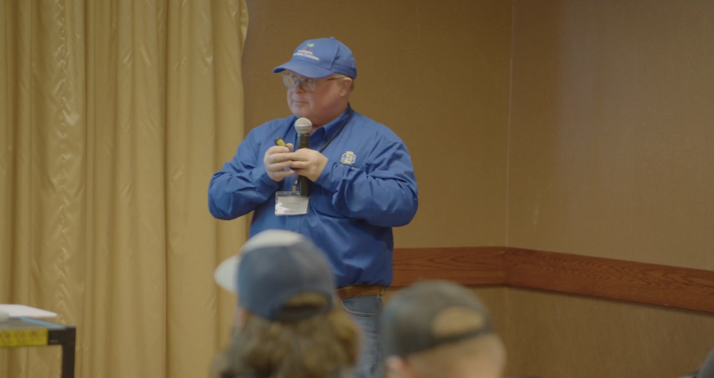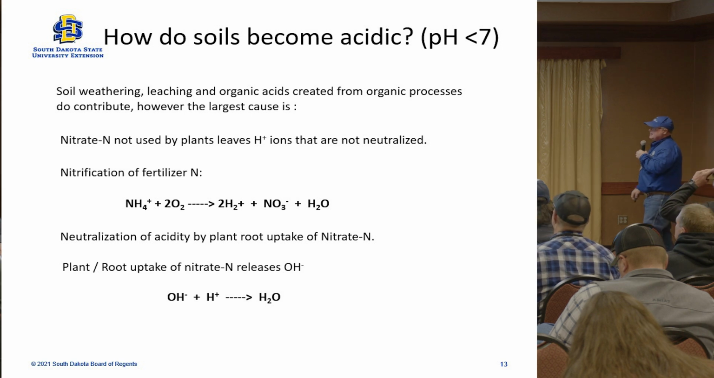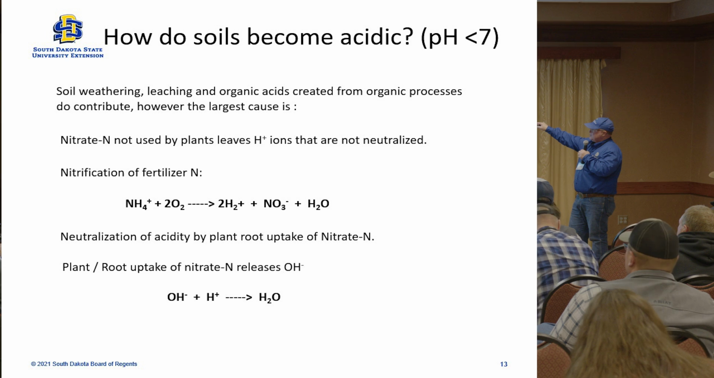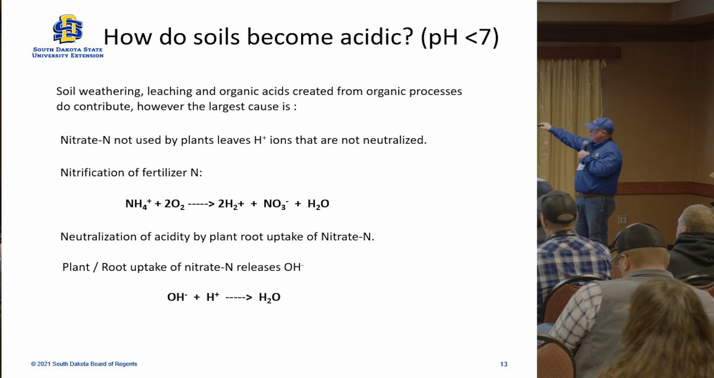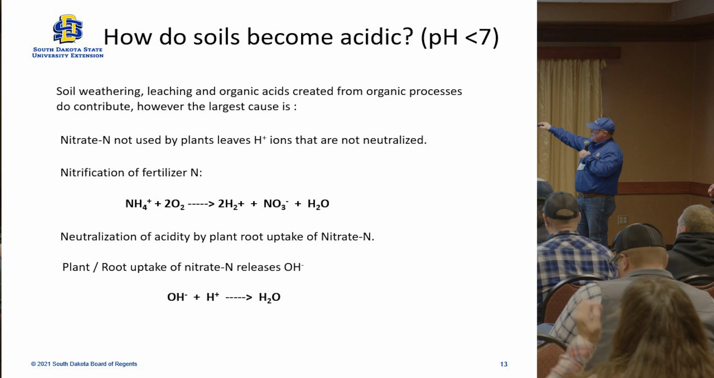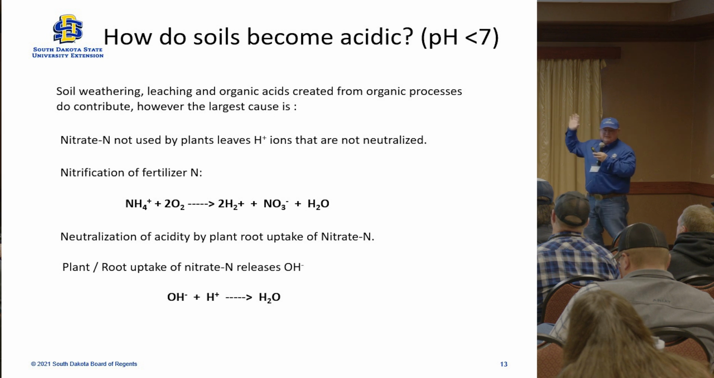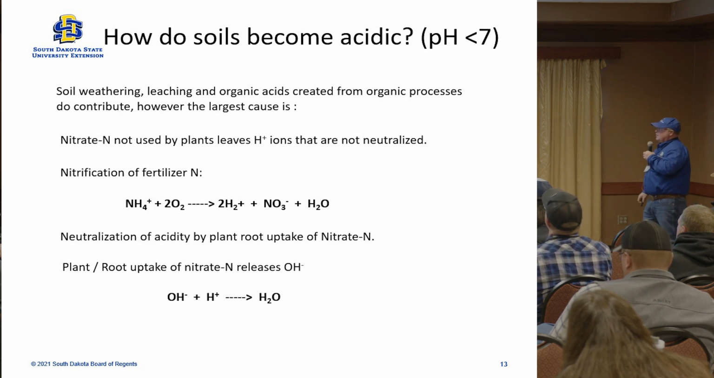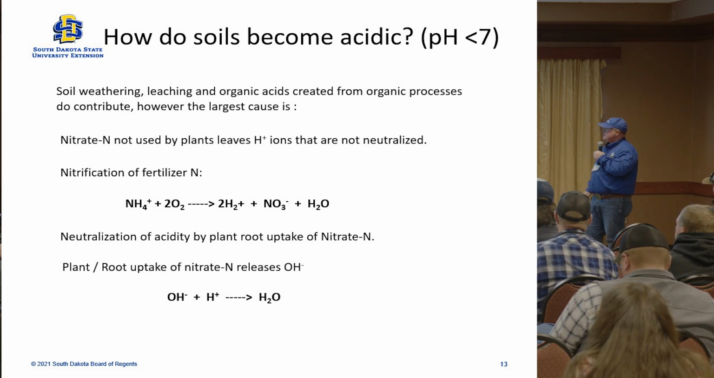I got some data to prove that as well, or to show you that. So here's the nitrification process. Starting out with ammonium and oxygen, we have those two acids, those two hydrogens, we have nitrate and water. So those are the acids produced when ammonium converts to nitrate. And there's more beyond that. I just excluded it for the simplicity of this discussion. So like I said, the plant root neutralizes this acidity when it uptakes nitrate.